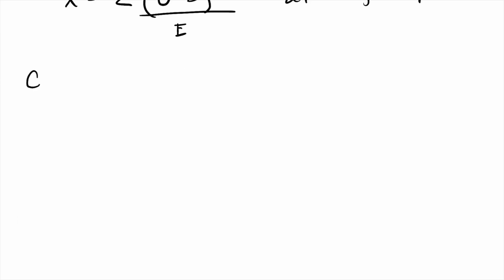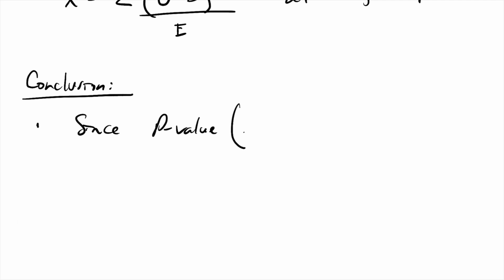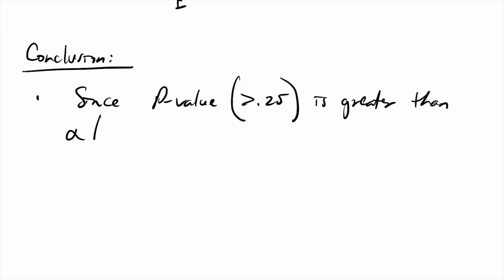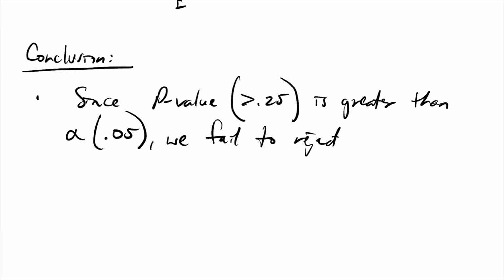And then the last one is conclusion. Okay. Since the P-value, which was greater than 0.25, is greater than alpha, which is 0.05, we failed to reject the null hypothesis.